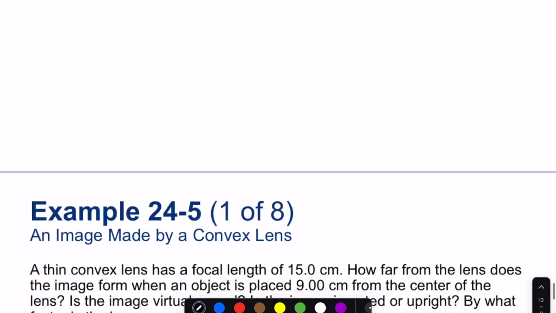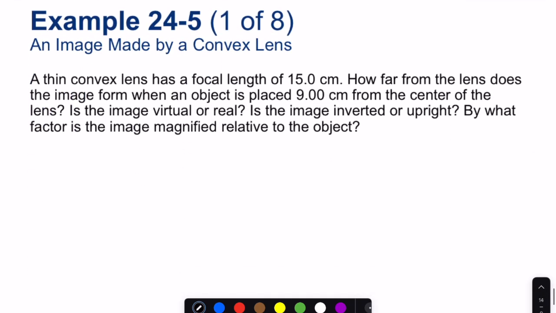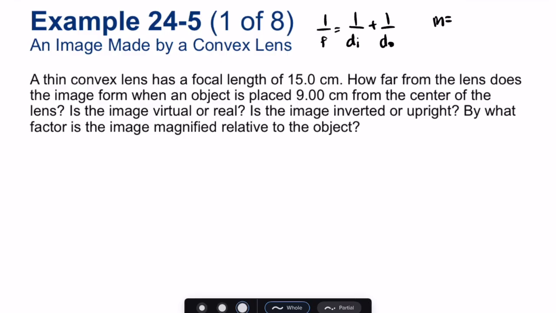So for the last example, let's look at the properties of an image made by a convex lens. If we're examining the properties of an image, or if we're given the properties of the image and the object distance, then we know we're going to be using the mirror/lens equation, which is 1 over f equals 1 over di plus 1 over do. And the magnification is hi over ho equals negative di over do. Okay?